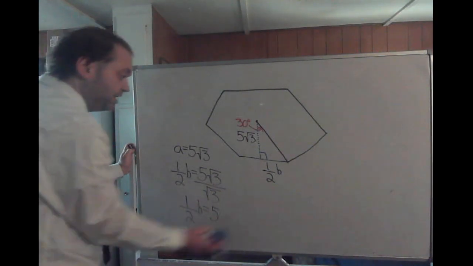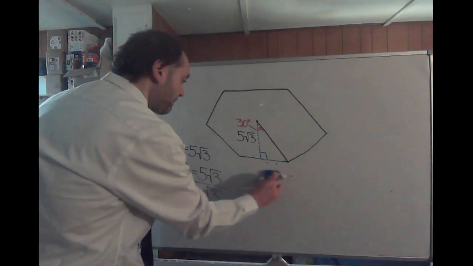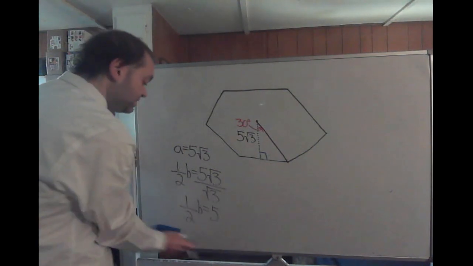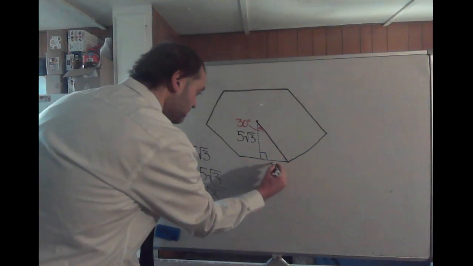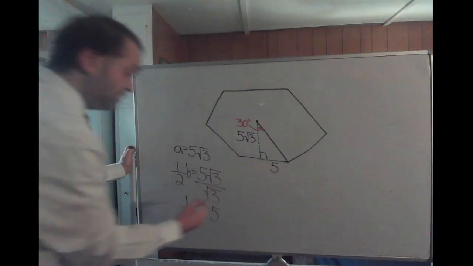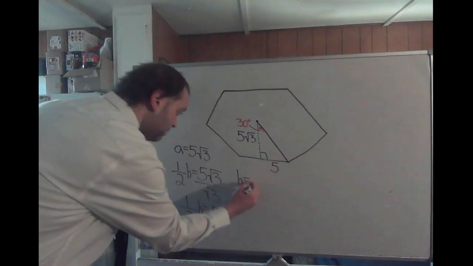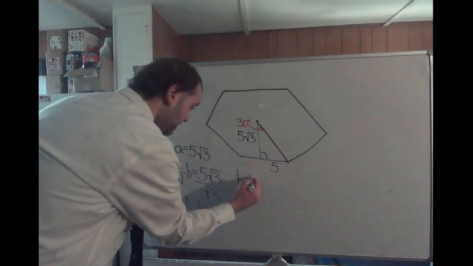That's going to come in handy. Keep that half a base. Half a base is equal to 5. Then if you want to get the length of the whole base, just multiply both sides by 2. You would end up getting 10.